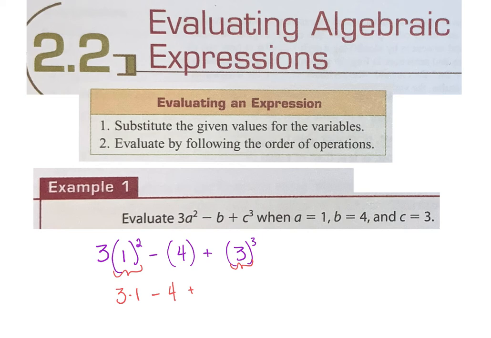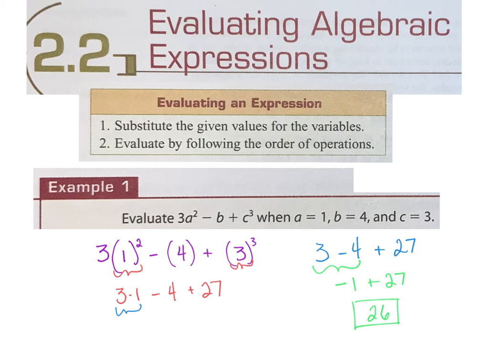And then this 3 cubed is what? 27. All right, my only multiplication here is really just the multiplication times 1. So I have 3 times 1, which is 3. 3 minus 4 plus 27. Now I'm going to do addition and subtraction from left to right. What's 3 minus 4? Negative 1, plus 27 is 26. And that would be my final answer there. So when it wants me to evaluate and it tells me what I'm plugging in, plug it in, then order of operations. All right, let's do one that's a little more difficult.